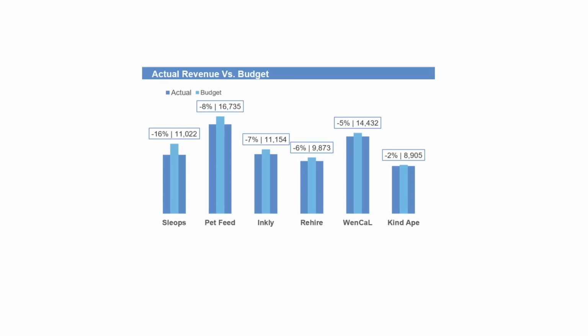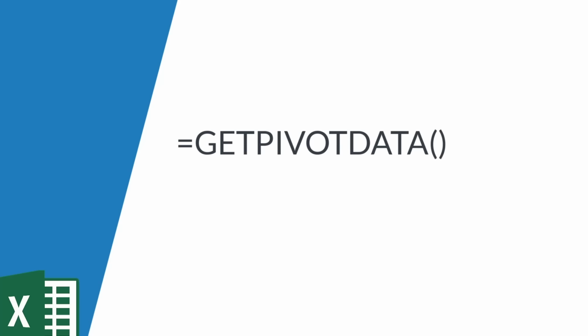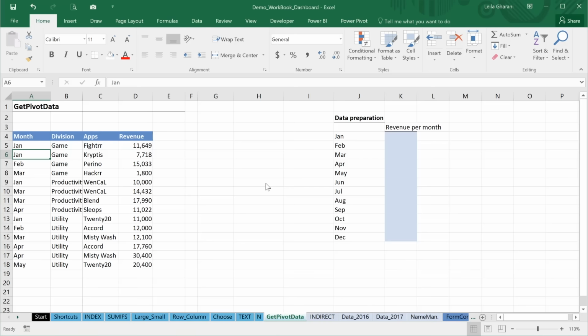Pivot charts don't have the flexibility of standard Excel charts. You can't make impressive charts like this one or this one, which is a pity because our dashboard is supposed to communicate our message with simple but effective visualization. This is where you can use the GETPIVOTDATA function in Excel to create charts based on pivot tables, but use all the charting options available for standard charts. Let me show you. The GETPIVOTDATA functionality runs off a pivot table, so we need a pivot table in there.